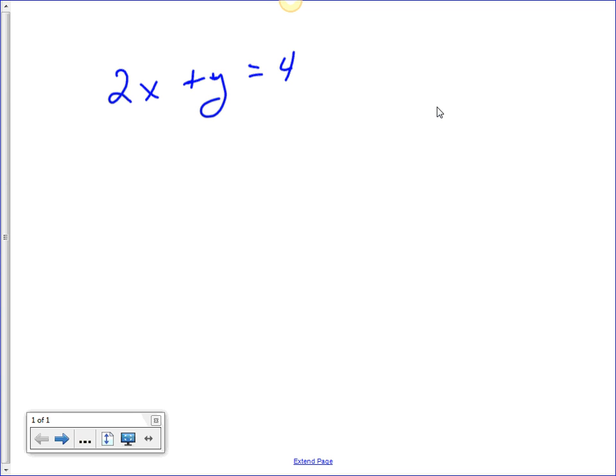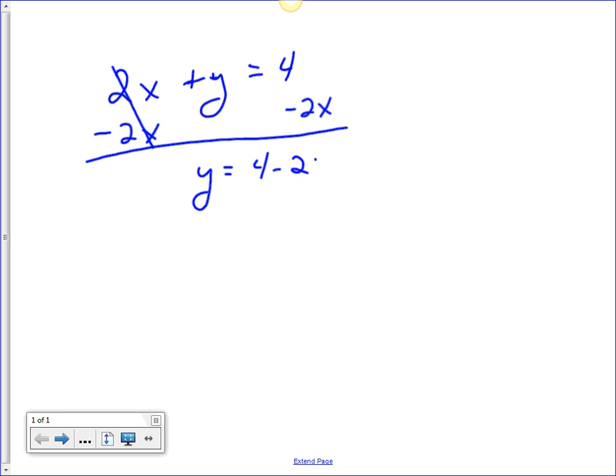So in order to move the 2x to the other side, it would be very similar to when we're solving an equation with variables on both sides. We'd simply subtract the 2x from both sides. So when we subtract the 2x from both sides, these x's would cancel out, and you would be left with y is equal to 4 minus 2x. Now some of you may choose to write it as y equals negative 2x plus 4. For me, I really don't mind either way. So that's the first thing you're going to have to do, be able to solve an equation for y. So let's look at another one.